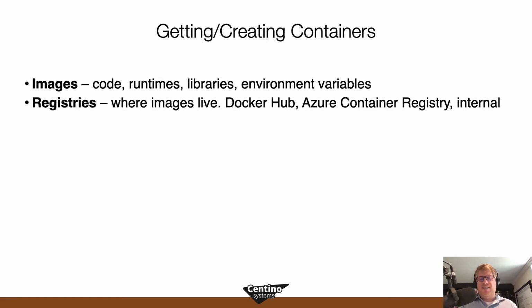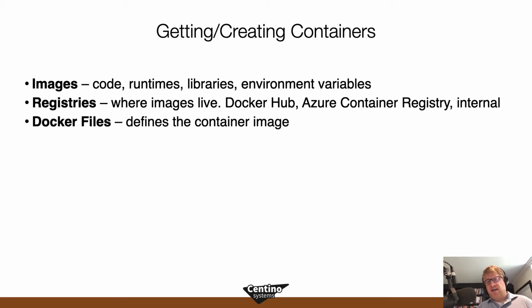Now, with the container image, we use registries to exchange those images. So effectively, a container registry is where images live. And so you might have heard of Docker Hub or Azure Container Registry, but you can also have an internal container registry on-prem if needed. Today, we're going to focus on Azure Container Registry, and we're going to build a container together and store it in Azure Container Registry and then pull it down and run it inside of a Kubernetes cluster.